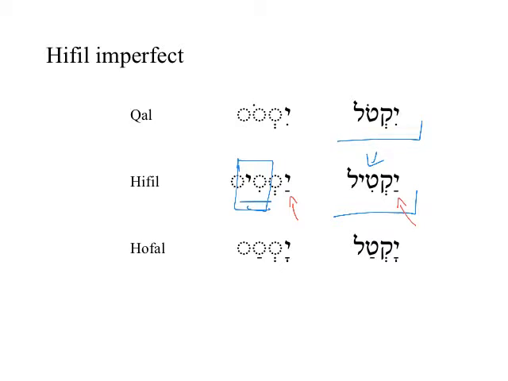And then the basic sense of the Kal imperfect: he will kill. For the Hifil imperfect, it's he will cause to kill. And of course the Hofal, a very minor stem, is the passive of whatever the Hifil is. So in this case, he will be caused to kill.